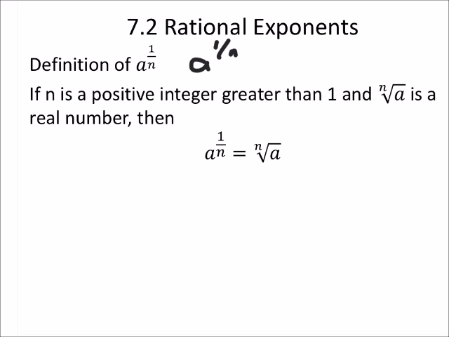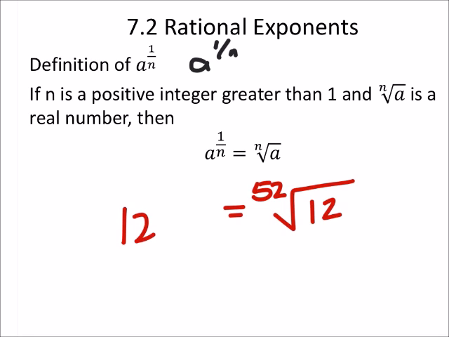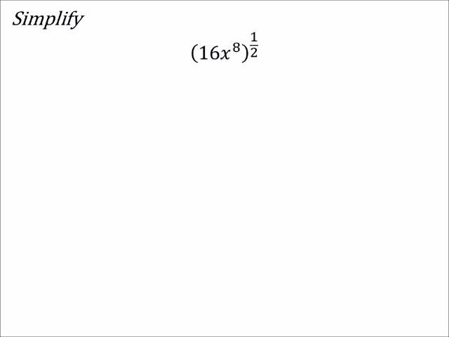But what this is saying, and this is just an example, is, if I have the 52nd root of 12, then I could just take 12 and make it to the power of 1 over 52. I guess this one isn't really changing the notation. We'll get other examples like that. But it does help us with this stuff.